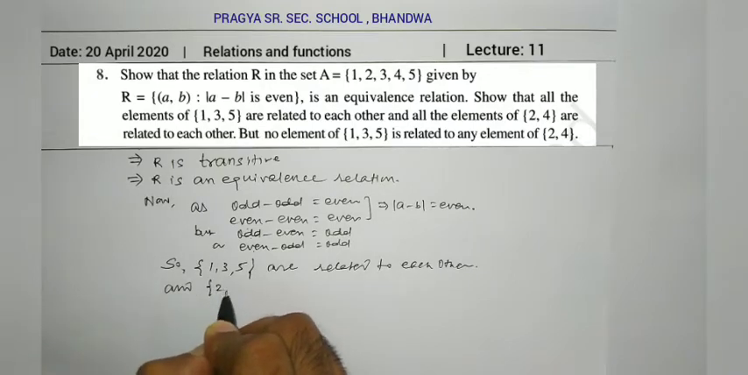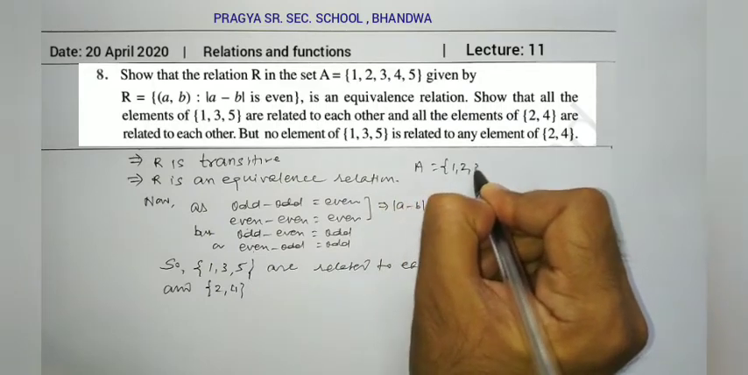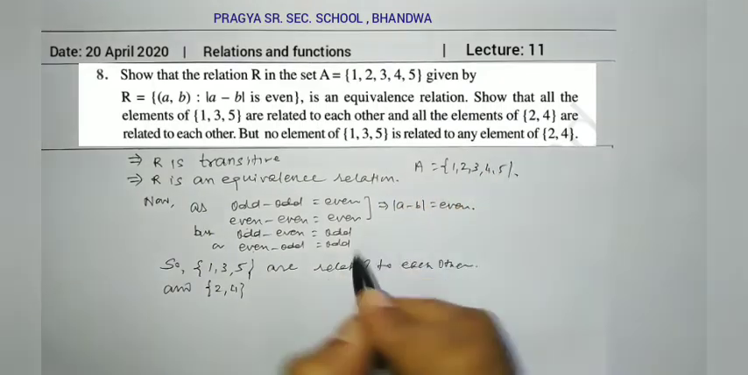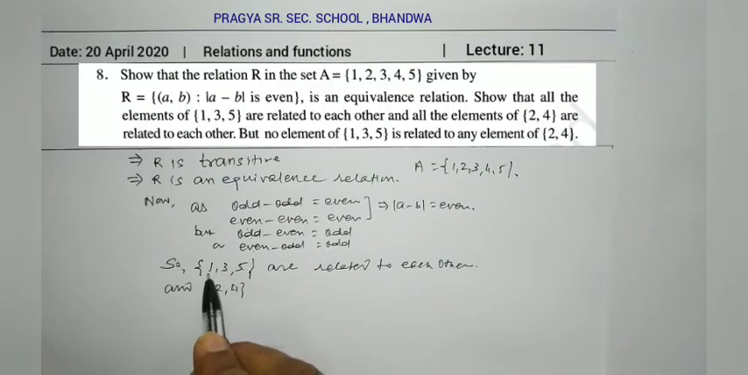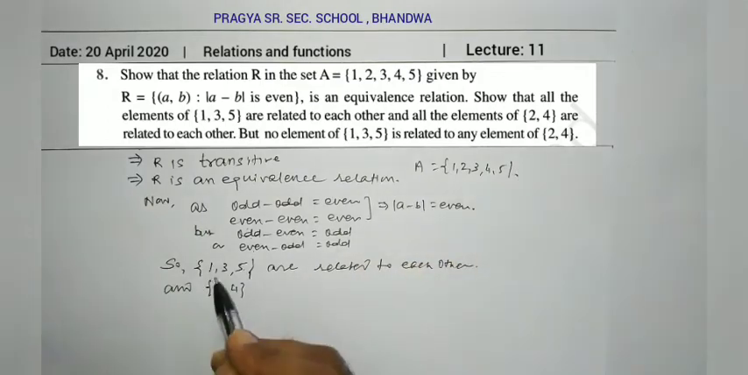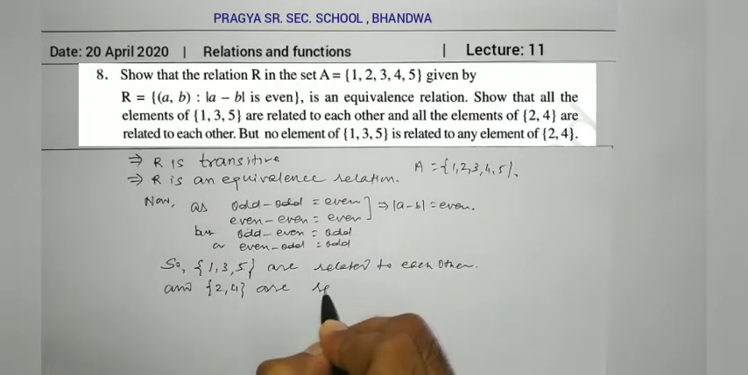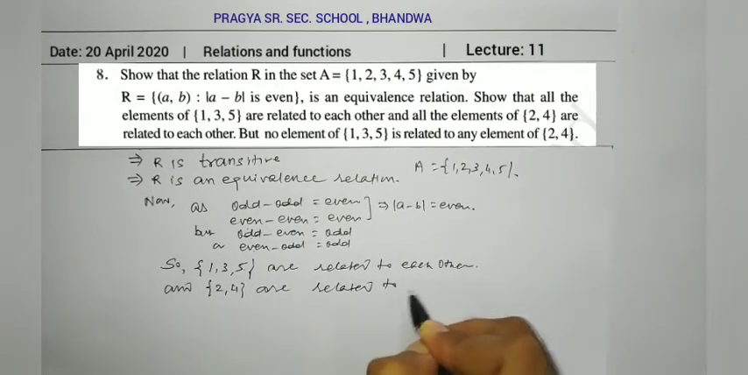And the even one, as you can see here, A is 1, 2, 3, 4 and 5. So if you consider 1, 3, 5, 1 is related to odd only, so 1, 1, 1, 3, 1, 5. Similarly for 3: 3, 1, 3, 3, 3, 5 and like this. If you consider 2, 4, then evens should be related to each other: 2, 2, 2, 4 or 4, 2, 4, 4. So you can write are related to each other.